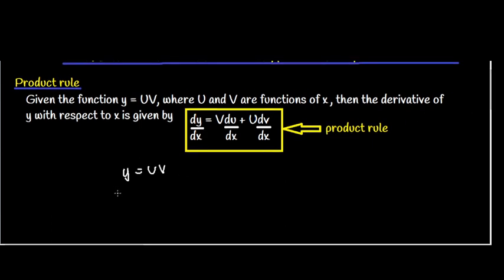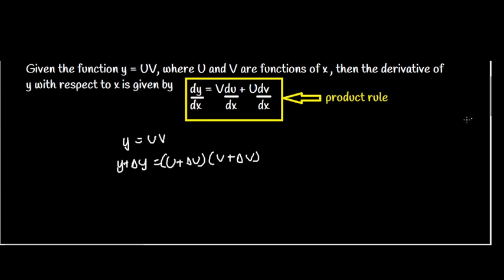We shall say that y plus change in y equals u plus change in u, close brackets, times v plus change in v. By so doing, I've added small changes to each of these variables. After that, we subtract the two equations, and we shall have y plus change in y minus y being equal to, let's first leave it as it is, u plus change in u times v plus change in v minus uv. By so doing, we've subtracted the original equation.